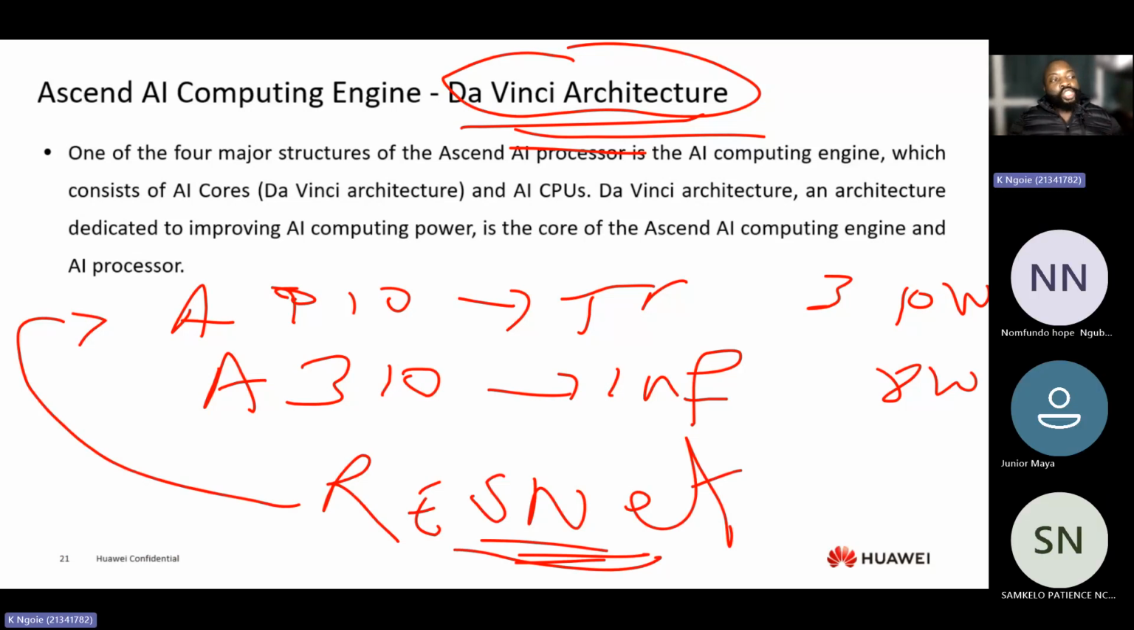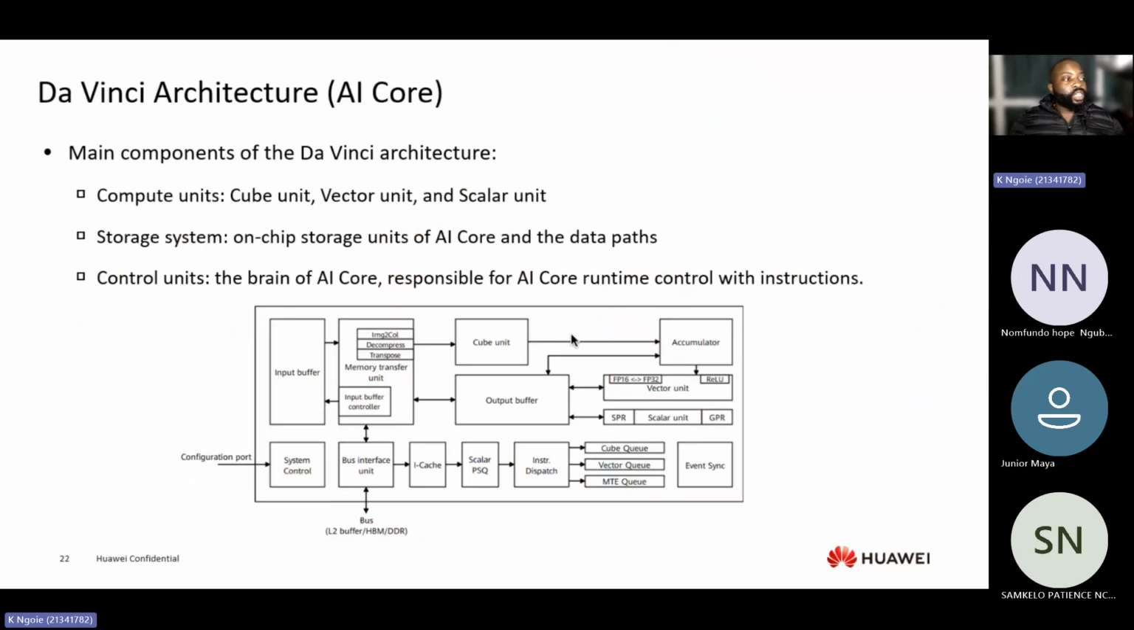Now, the Da Vinci architecture is built on the AI core. These AI cores are using the Da Vinci architecture. So how is the Da Vinci architecture going to work? The structure of this AI core: the Da Vinci architecture will have a unit which we're going to call a compute unit. We have a storage system and we have a control unit. So this creates the Da Vinci architecture.